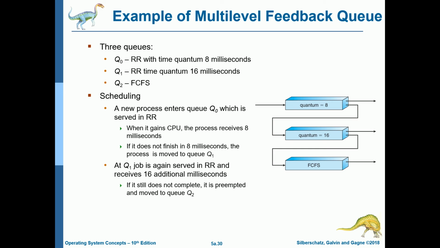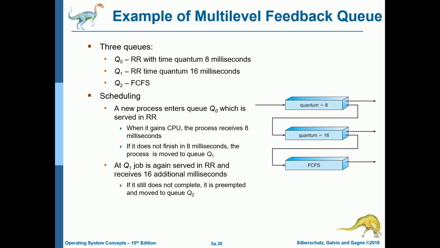Looking at this concept in more detail, let's take this example. Consider a multi-level feedback queue scheduler with 3 queues, numbered 0 to 2. The scheduler first executes all the processes in queue 0, and only when queue 0 is empty will it execute processes that are in queue 1. Similarly, processes in queue 2 will be executed only if queues 0 and 1 are both empty. A process that arrives for queue 1 will preempt a process in queue 2. And a process in queue 1 will in turn be preempted by a process arriving in queue 0.